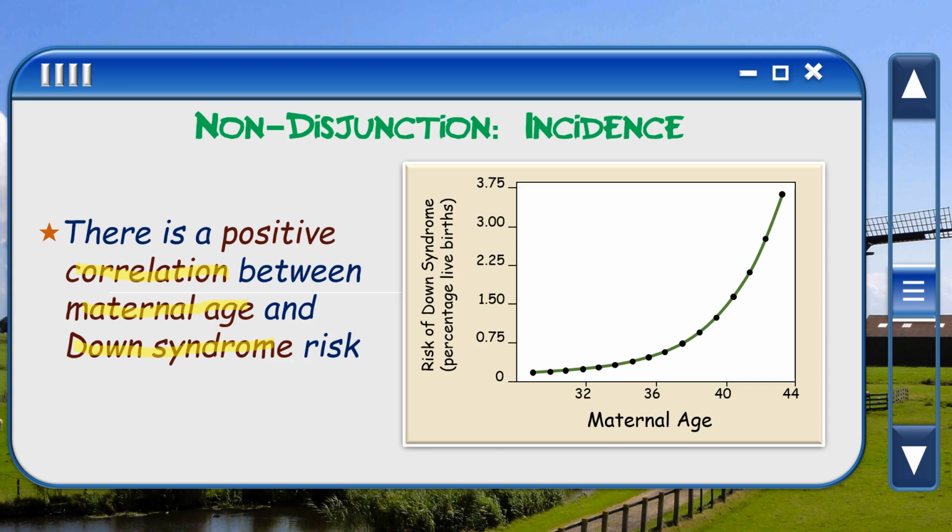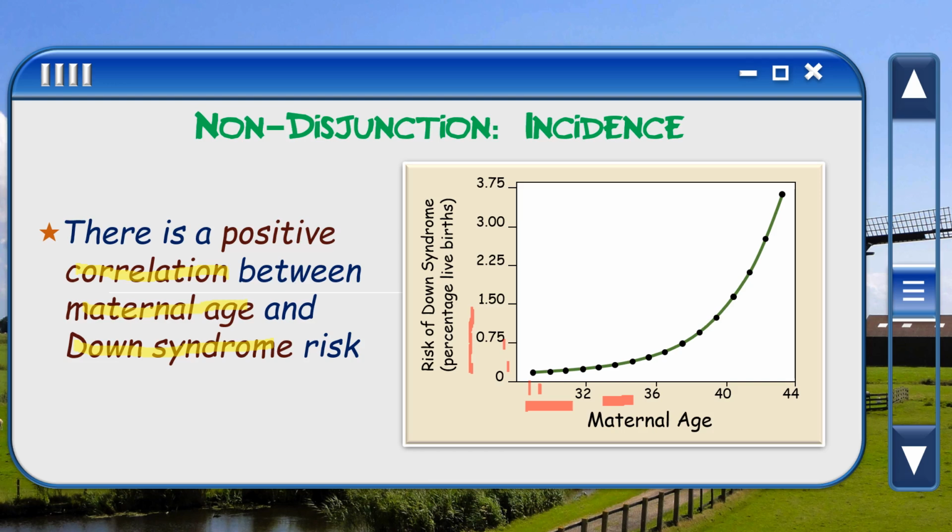Now, if you look at the mother's age at the time they are getting pregnant, and you look at the risk of Down syndrome, when the mother becomes pregnant at an early age, the risks of having Down syndrome are very low. But as the maternal age goes on increasing, so do the risks of having a Down syndrome birth.